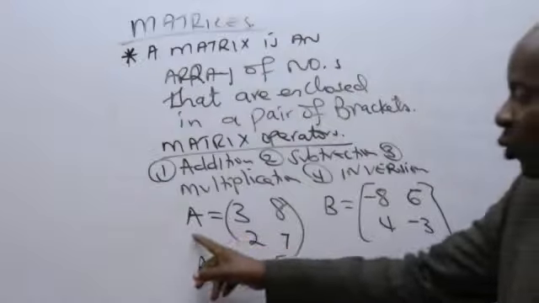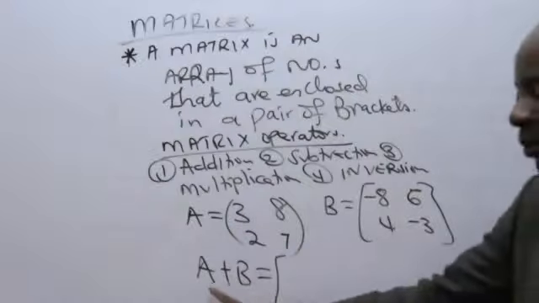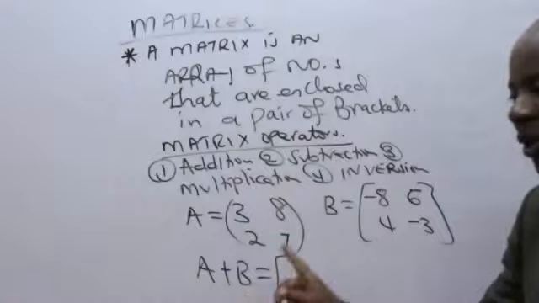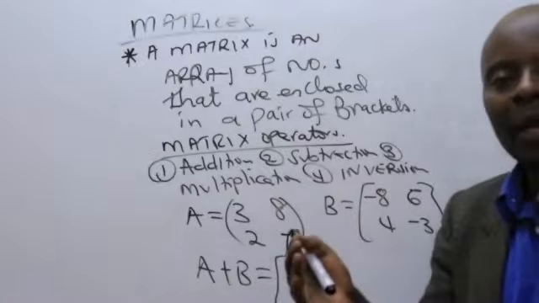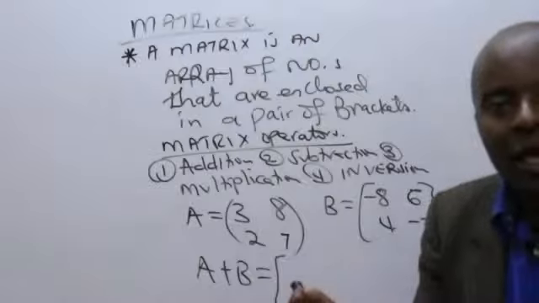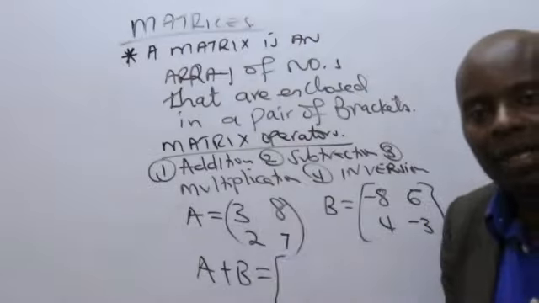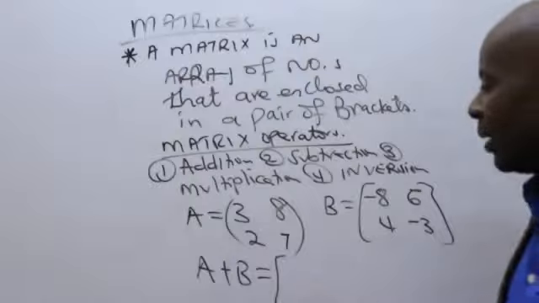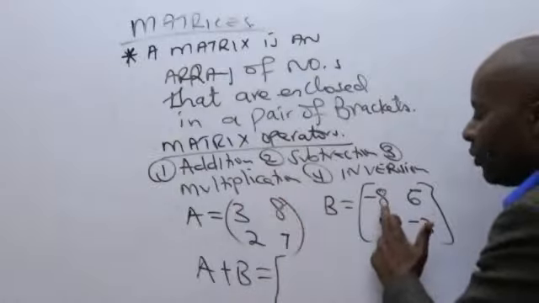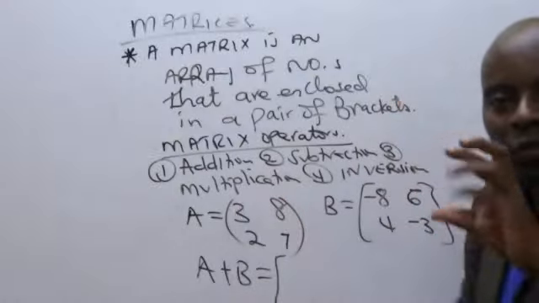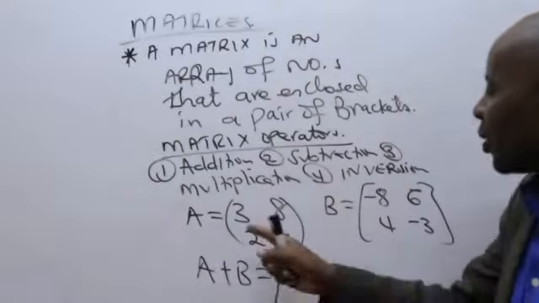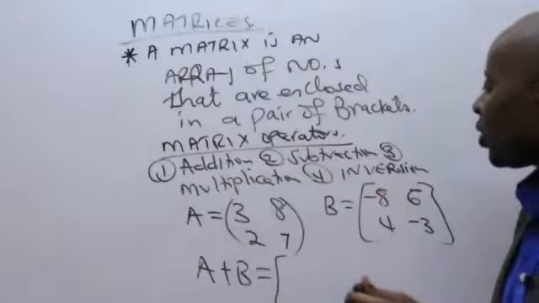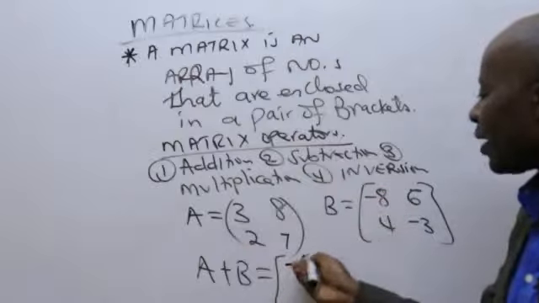We are given two matrices A and B, and somebody tells us to go ahead and add them. So A plus B. Remember, for matrix addition, we normally add corresponding elements. Like now, these 3 and -8 are the first elements of their respective matrices. The first elements, you combine them. So we have 3 plus -8, that will give us -5.